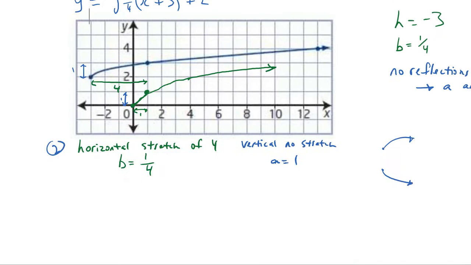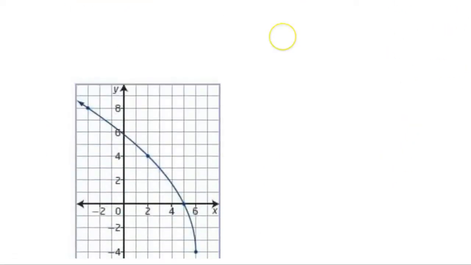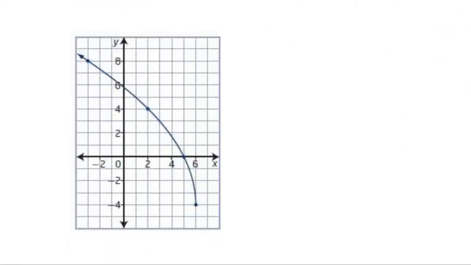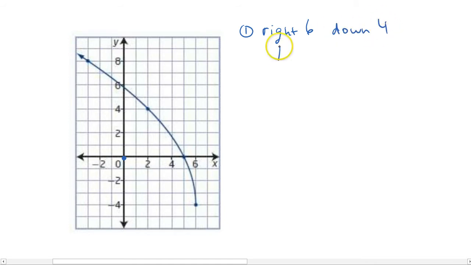All right, let's take a look at our bottom example here. So first of all, it seems to me that the origin moved to the right 6 and down 4. So let's look at our shifts first. Looks like it went right 6 and down 4. So my h is going to be equal to 6 and my k is going to be equal to negative 4.